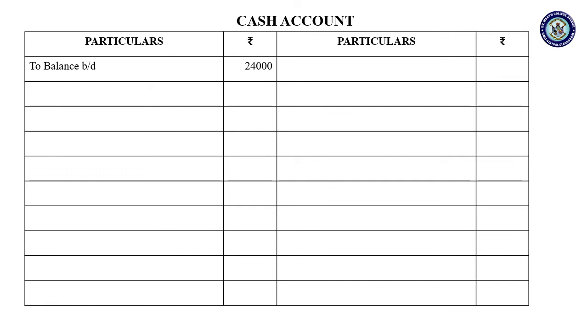After that, the first transactions: you just see those transactions where the journal entry consists of the cash account. The first one, receipt from debtor. You passed the journal entry cash account debit to debtors account. So in the cash account it is to debtors account.